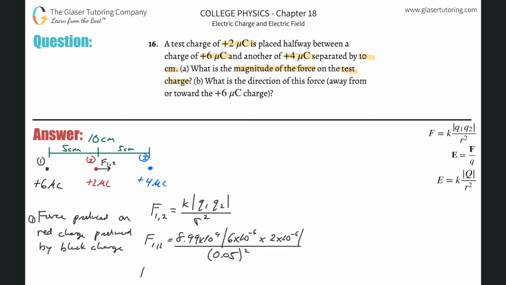So the force between these two charges, which is basically the force that the black charge is producing on the red, right? That's part of the force, is now going to be equal to 8.99 times 10 to the 9th, multiplied by 6 times 10 to the minus 6, times 2 times 10 to the minus 6, all divided by 0.05 squared. And I get about 43.1, so I'll just write the whole answer.